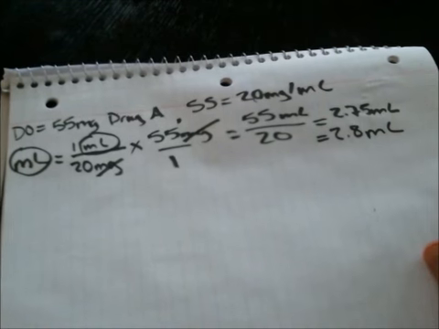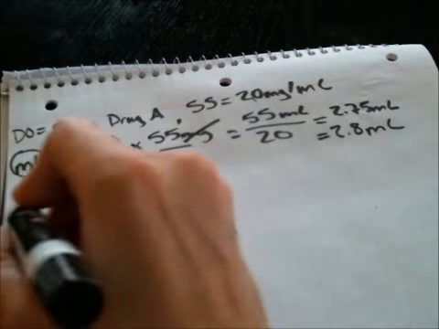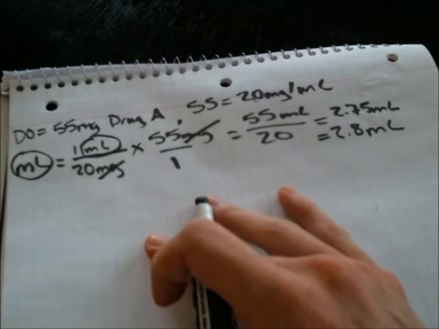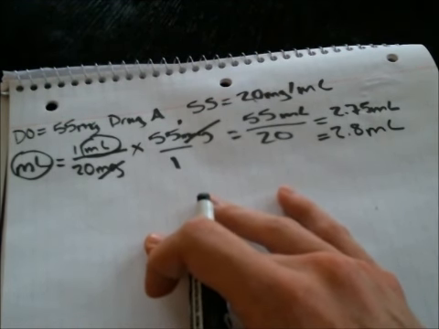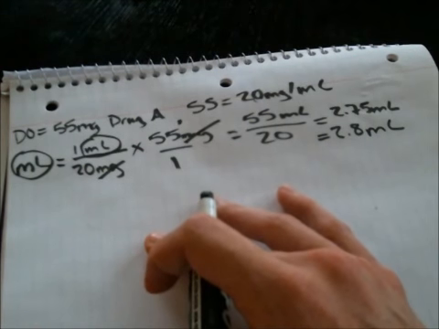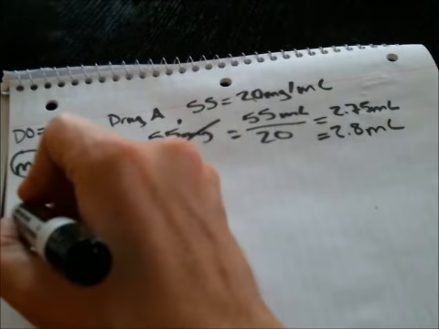Let's do another one, which is quite simple. Let's say that the doctor orders you 300 milligrams of drug B, and on stock you've got a vial which has 25 grams per 50 milliliters. So let's start by putting the information that we have.